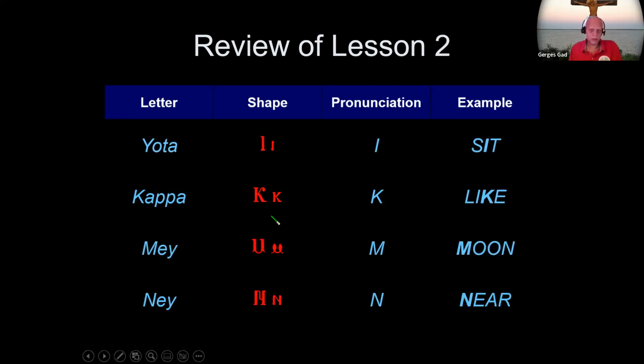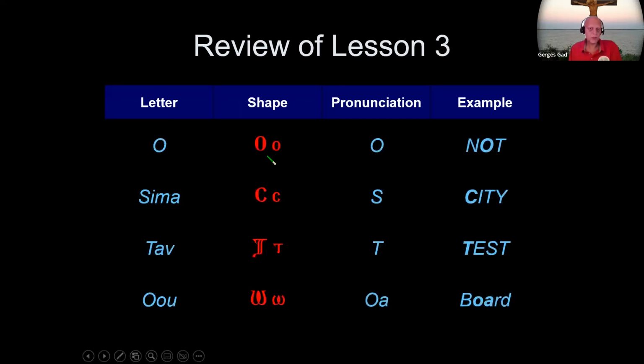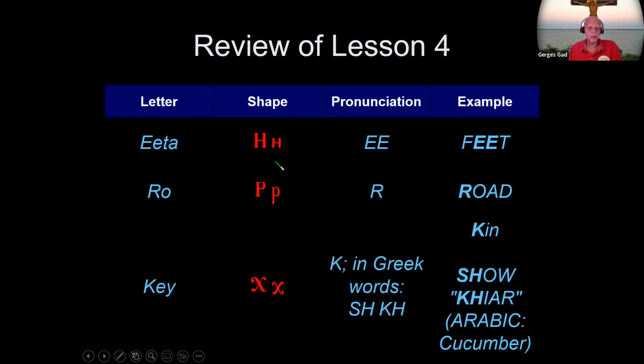Iota, I. Kappa, K. Mei, M. Nei, N. O is O. Sima is S. Tav is T. U is the OA sound. Eta, which looks like an H, is like a long E, like double E. Rho, which looks like a P, is the R sound. And Ki, which looks like an X, is the K sound, and in Greek words, it could be Sha or Cha.